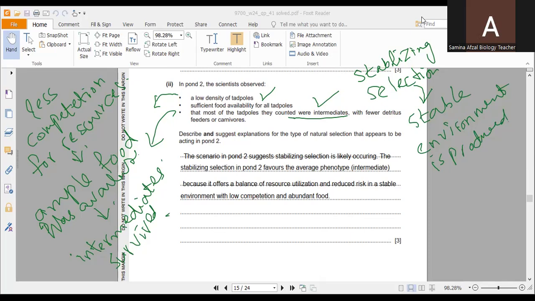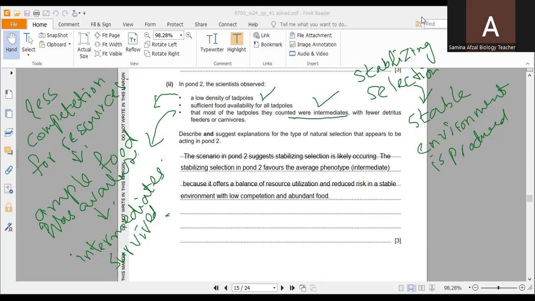A stable environment is produced because there is a low density of tadpoles. Food resources are available in greater number, so only they will survive. So optimal, we can say that the average phenotype is often the most efficient in utilizing those resources. Tadpoles with intermediate feeding strategies must be generalists, able to exploit a wider range of food resources because they are depending on all types of food. So they will explore all types of food resources.